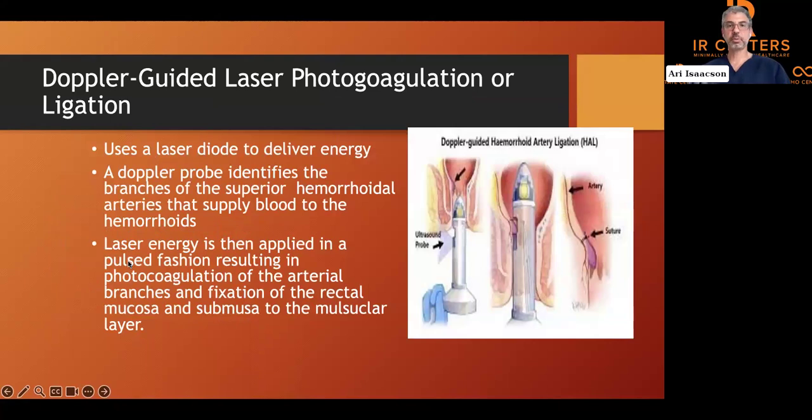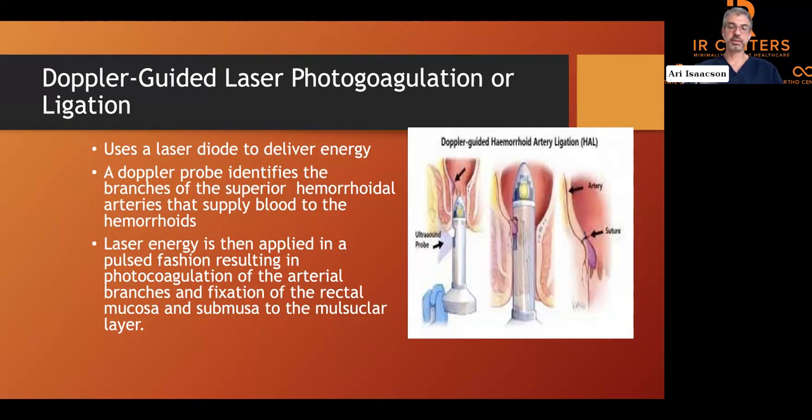Now this is another procedure that can be done, and it's interesting because it kind of leads us to what we're talking about. This is a device that goes in through the anus again and uses ultrasound to identify the hemorrhoids, and then causes them to either be photocoagulated using a laser or to be ligated using a suture. But what they're ligating is not the hemorrhoid itself. What they're ligating is the artery that is supplying the hemorrhoid.